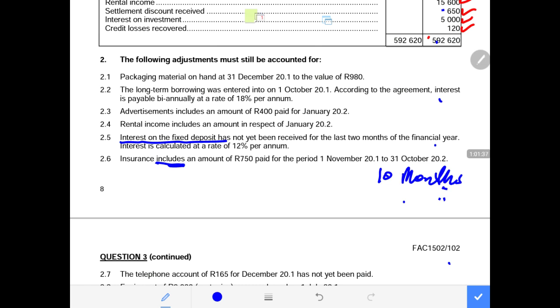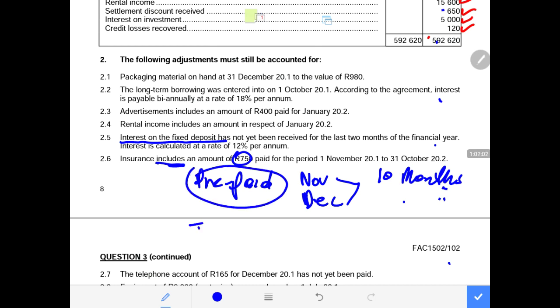That means we have a prepaid expense where we paid an amount for the next year. But the 750 is for November, December. Remember, November is 2001, December is 2001. So we only need to have paid for 2 months. January, February up to October next year, it is prepaid. Meaning from January to October next year, it is prepaid. That will be our prepaid.